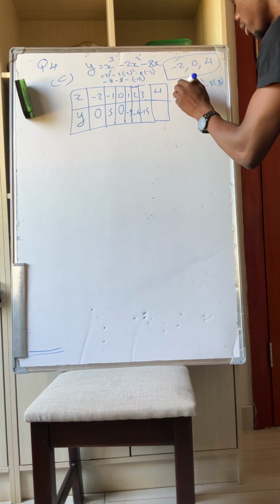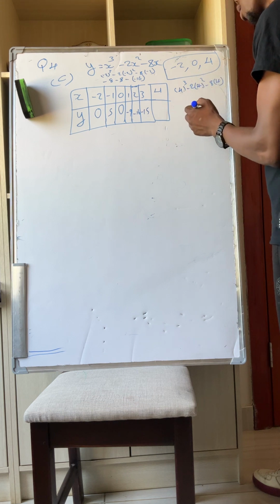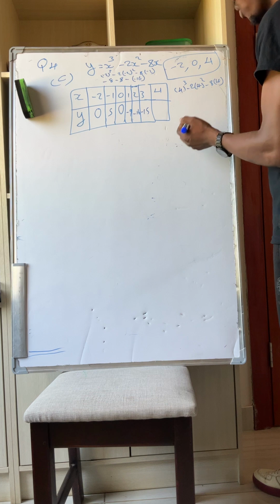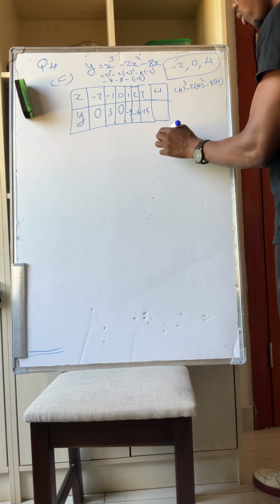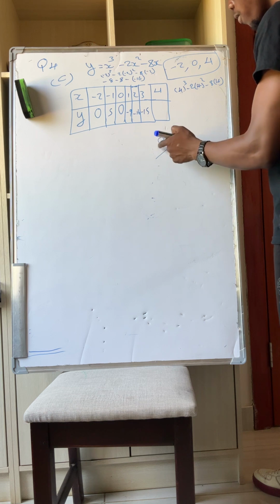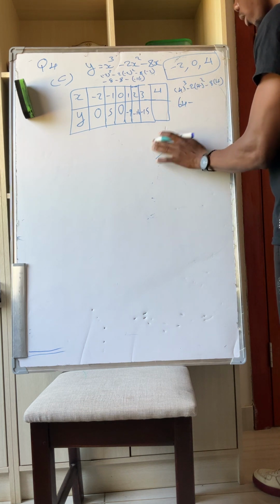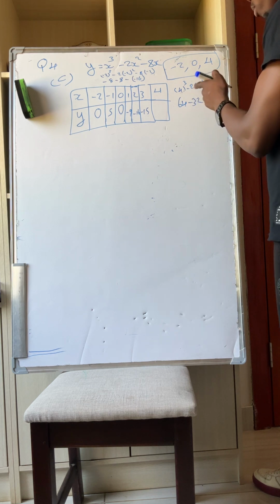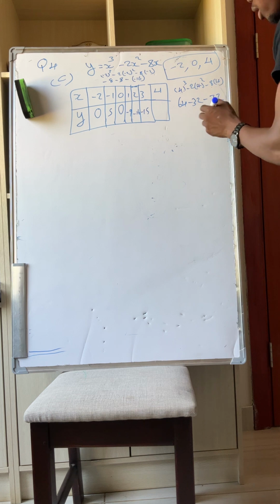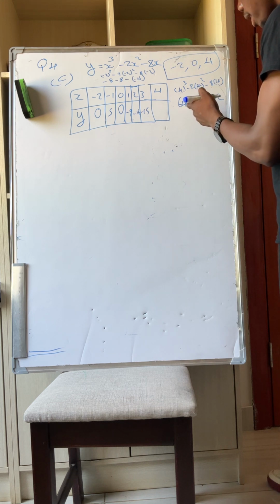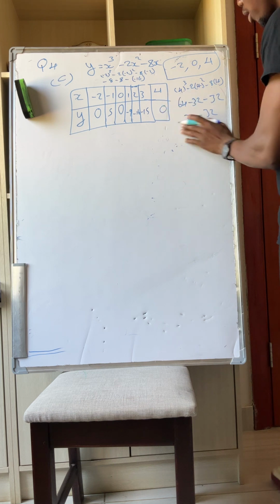If I put a 4 here, what is 4 cubed? 4 times 4, that's 16, 16 times 4 is 64. Minus 16 times 2, that's 32. Minus 8 times 4, that's 32. What is 64 minus 32? 32 minus 32, I'm going to have a 0 here. So these are the values.